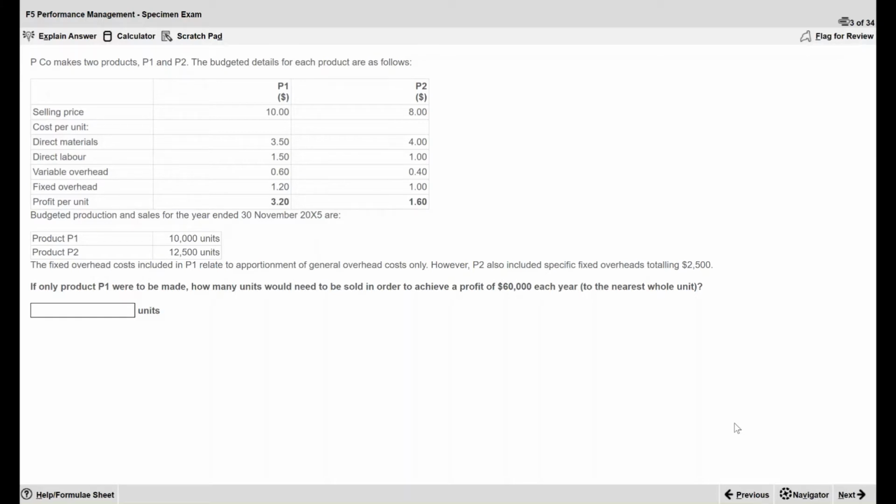Pico makes 2 products, P1 and P2. The budgeted details for each product are as follows. We have selling price 10 and 8, cost per unit, we have direct material, direct labor, variable overheads, fixed, and profit per unit. Budgeted production and sales for the year ended 30th November, we have P1 and then product P2. The fixed overheads costs included in P1 relate to apportionment of general overheads costs only. However, P2 also includes specific fixed overheads totaling 2,500.